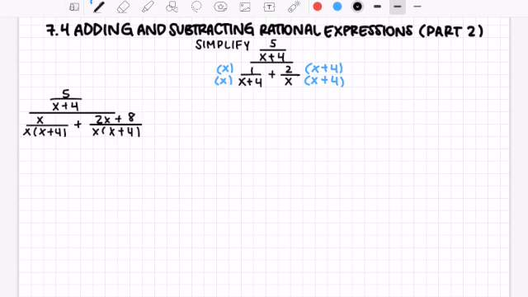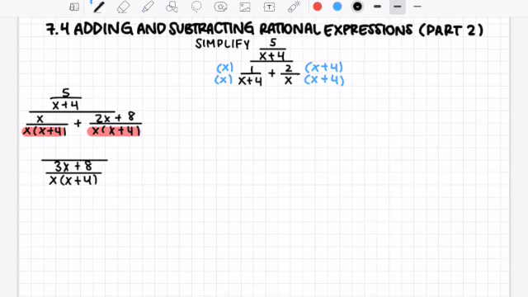Okay, so now that you have the same denominators, you can combine them together. On the bottom you have x times x plus 4. I'm not going to be distributing it. I want to keep it factored because it'll make it easier later on. And then I have x plus 2x plus 8. So x plus 2x, those are like terms, I can combine them. So we get 3x plus 8. And again, we have that top part of our fraction, which was the 5 over x plus 4.